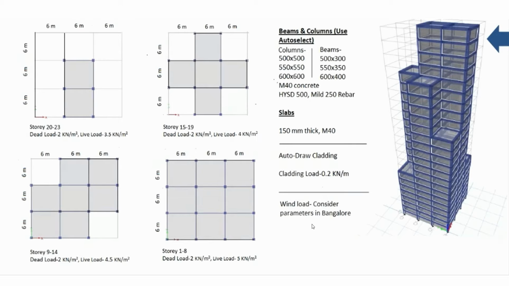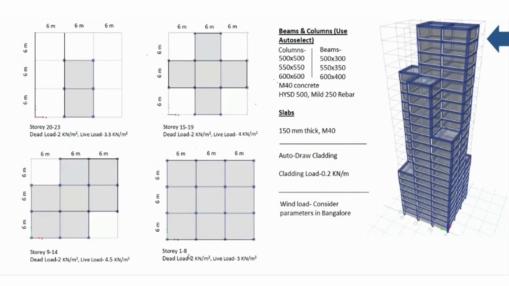While drawing the frames, we need to use the similar stories concept here, as different sets of stories have different shapes. Here we can see that stories 1 to 8 have one shape and the rest have different shapes. Dead load is common for all the stories, which is 2 kN per meter square, and live load is common for some stories which are similar.